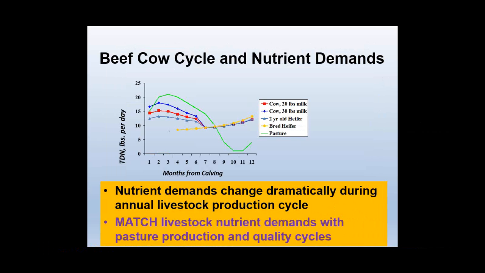The other point that we might want to think about from animal systems is that each animal species is going to have a different type of production cycle, and they're going to have different nutrient demands during that production cycle, an annual production cycle, for example, with a beef cow. Those nutrient demands can change dramatically from one month to the next. And really what we're trying to do on pasture systems is to, as much as we can, match that livestock nutrient demand with our pasture production and our pasture quality cycle. That way we can really optimize our system.